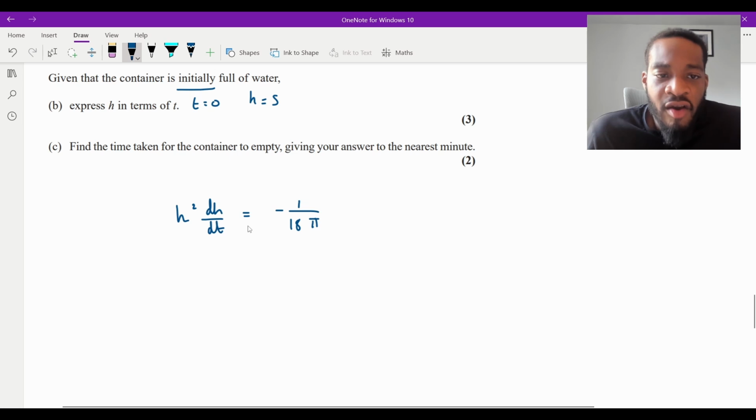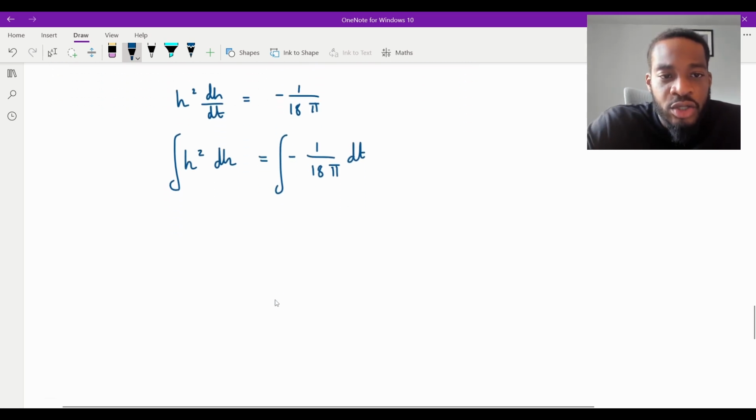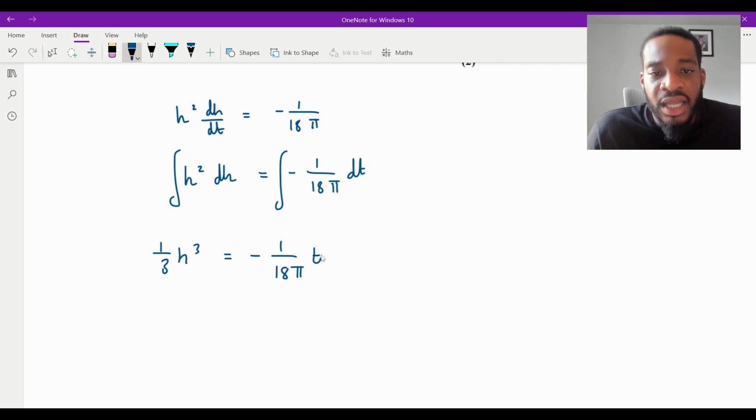Now, firstly, let's separate the variables. I'm going to times by dt, aren't I? So I'm going to have h squared dh equal minus 1 over 18 pi dt, isn't it? And then now I can put the integral signs and just integrate both sides. So integrating the left-hand side is going to be a third h cubed, and this will equal minus 1 over 18 pi, and this is a constant. I'm integrating with respect to the variable t, so I'm going to put a t there, and then plus our constant of integration.